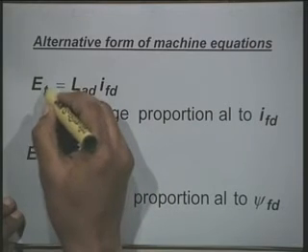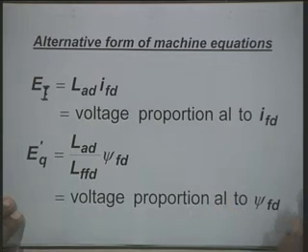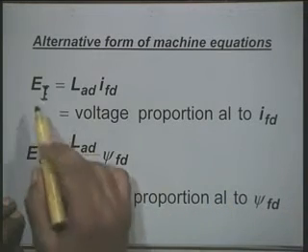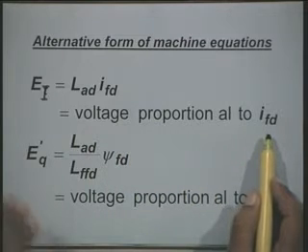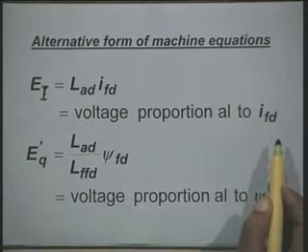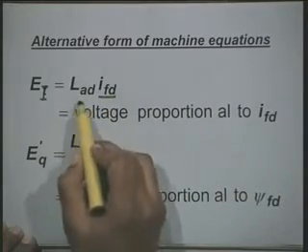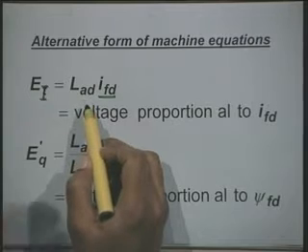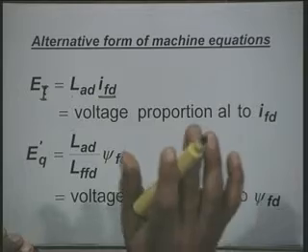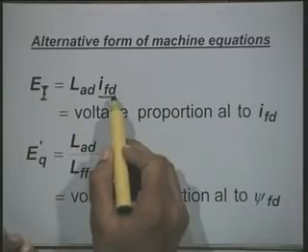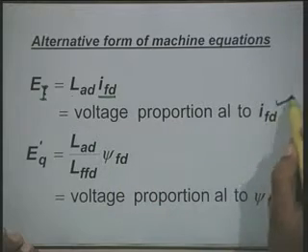Here we define the term EI, there is a slight mistake here. EI, a voltage proportional to IFD, that is EI equal to LAD IFD, a voltage proportional to IFD, that is the field current. When you multiply this by LAD, the mutual inductance, all these things are expressed in per unit quantities. Therefore, this EI term is proportional to IFD, because this LAD becomes a proportionality constant. Therefore, this is one term which we define here.